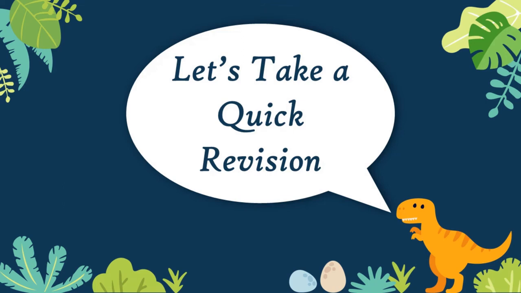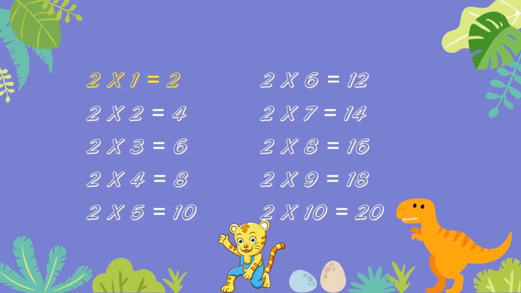19 tens are 190. It's time for quick revision. 2 ones are 2. 2 twos are 4. 2 threes are 6. 2 fours are 8. 2 fives are 10. 2 sixes are 12. 2 sevens are 14. 2 eights are 16. 2 nines are 18. 2 tens are 20.